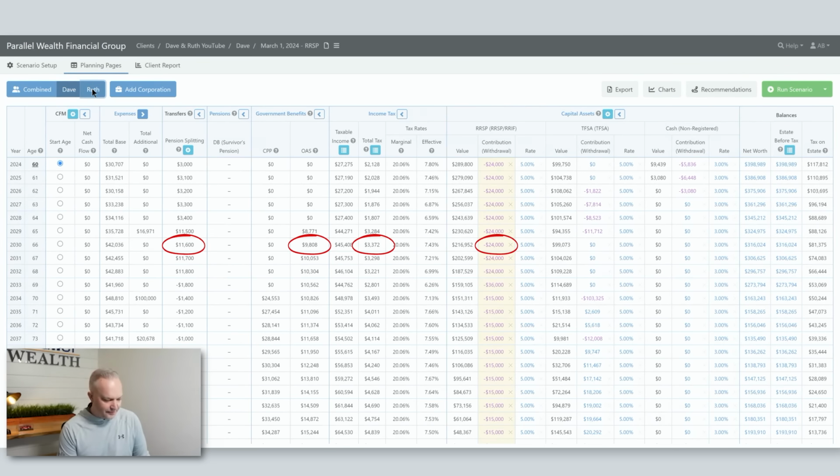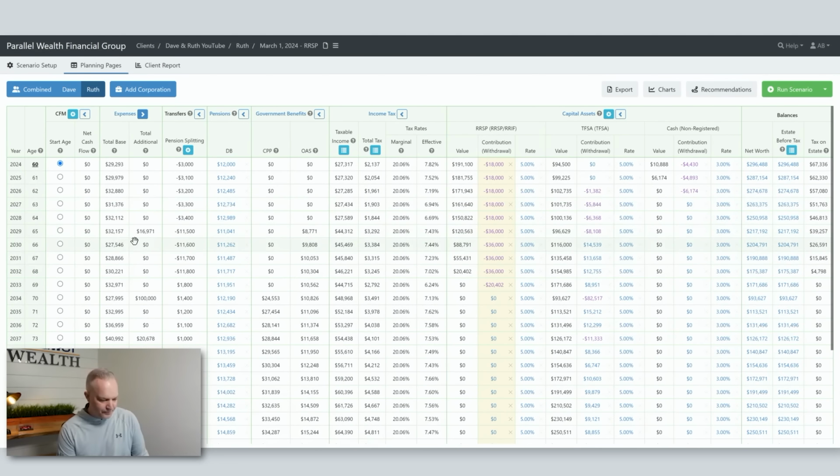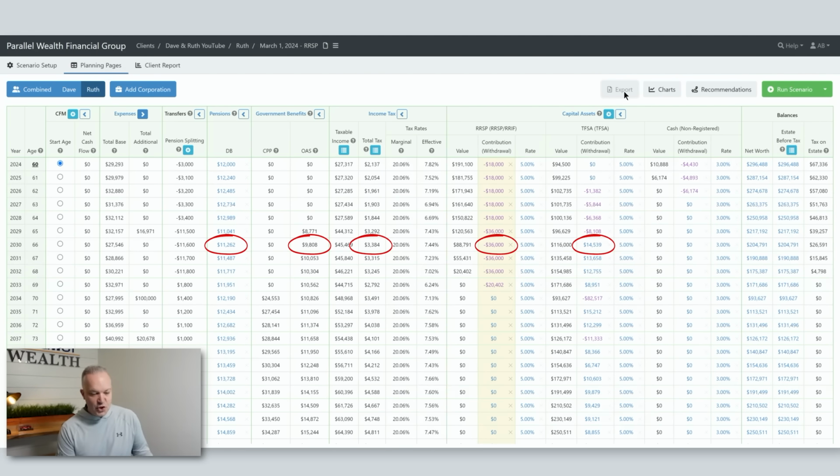And on Ruth's side, at age 66 in the same year, again, she's got her pension, defined benefit pension plan. She's got her old age security. We're pulling $36,000 out of her RIF. We're putting a bit back into her TFSA, and we're paying about $3,300 in tax as well. Again, we also can export this to an Excel spreadsheet, which is what our clients get as well.